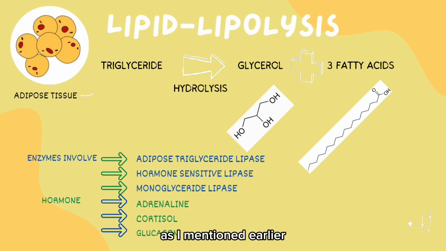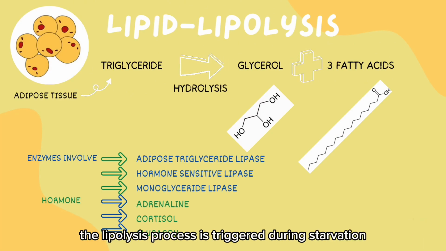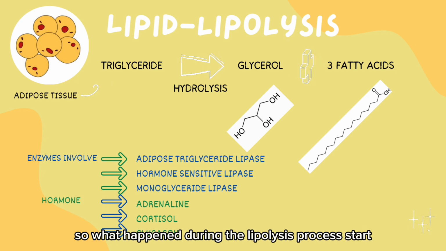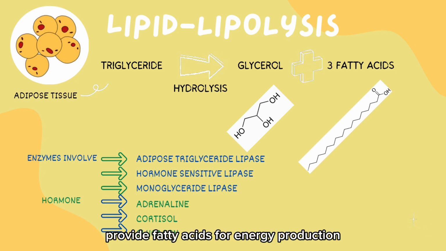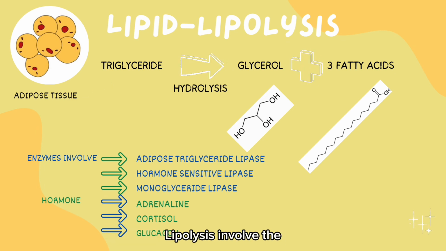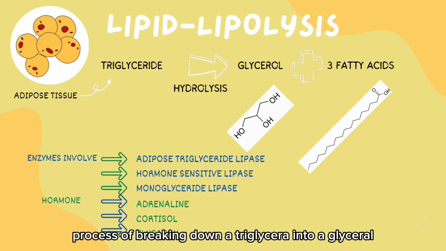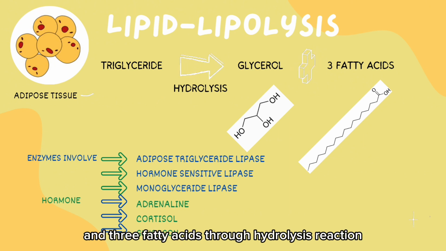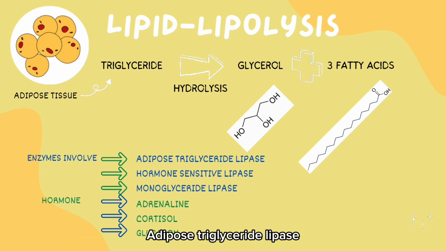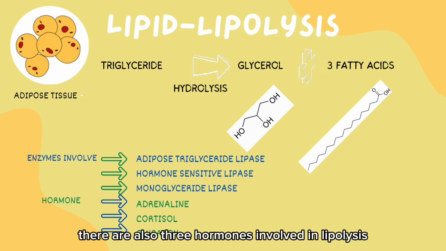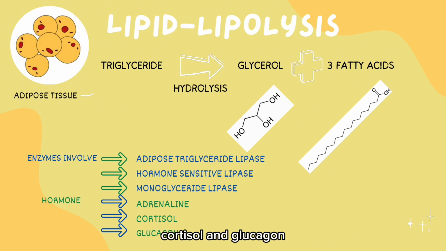As I mentioned earlier, lipolysis process is triggered during starvation. So what happened during lipolysis process? Stored fats in adipose tissue are mobilized to provide fatty acids for energy production. Lipolysis involves the process of breaking down a triglyceride into a glycerol and 3 fatty acids through hydrolysis reaction. The enzymes involved in this whole process of lipolysis are adipose triglyceride lipase, hormone-sensitive lipase, and monoglyceride lipase. There are also 3 hormones involved in lipolysis, which is adrenaline, cortisol, and glucagon.